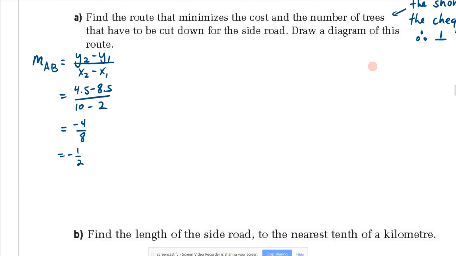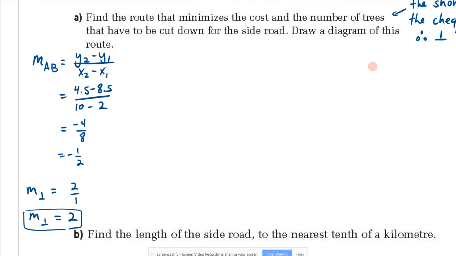And the perpendicular slope would just be the negative reciprocal. Okay, so the negative reciprocal is flip the fraction, 2 over 1, change the negative to a positive. And so the perpendicular slope would just be 2 over 1. I can simplify it to just be 2. Okay, so there it is, 2.